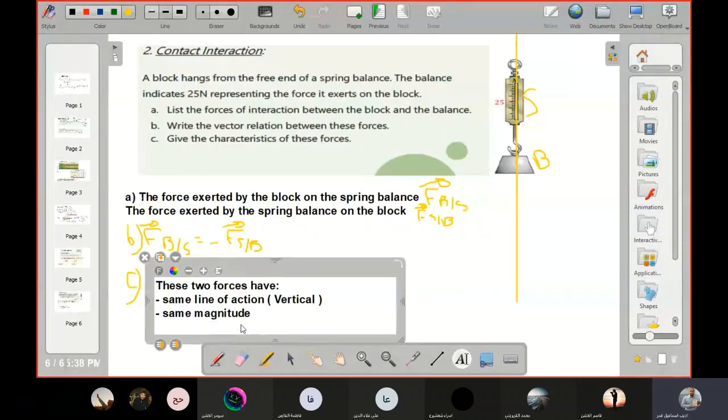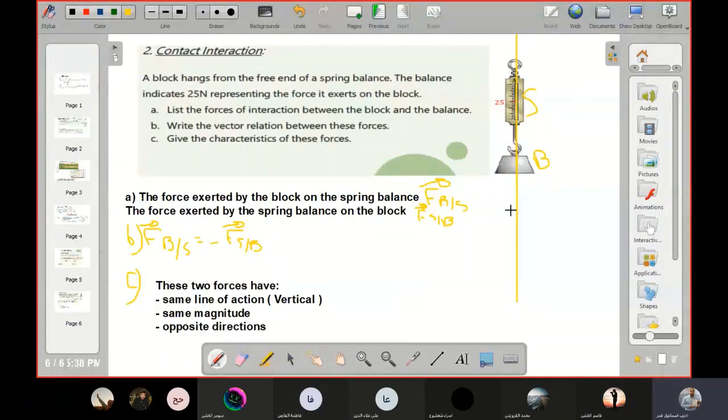ولكن شو؟ Opposite direction. هلا اذا شفنا كلمة senses هي ذات الدايركشنز. اوكي طيب opposite directions. فاذا بيجي انا هون، هيدي اول فورس، غيرنا اللون.